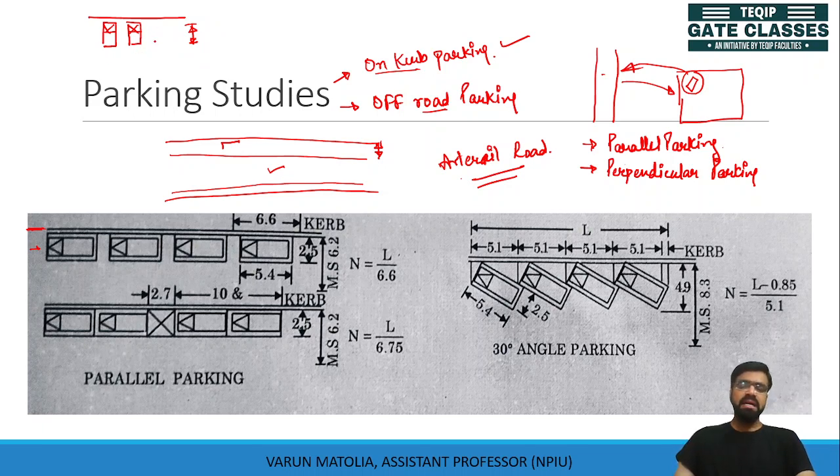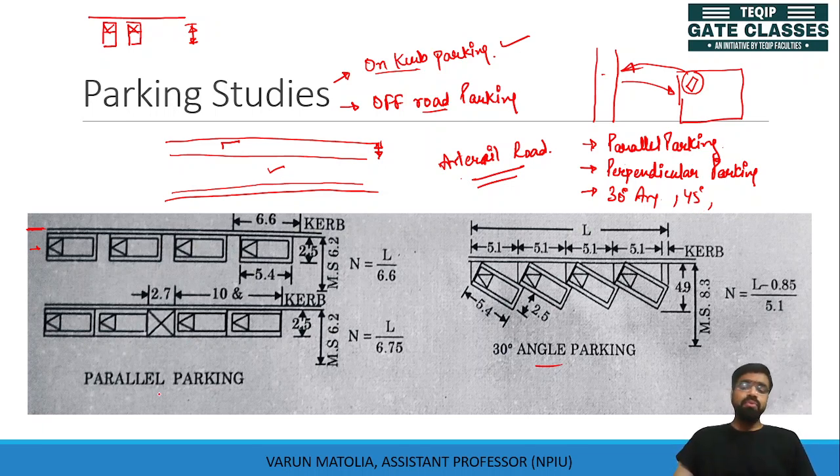And then there are arrangements from parallel to perpendicular. Means we will move from parallel to perpendicular and will make some angles step by step, as 30-degree angle parking, you can see here, 45-degree angle parking, 60-degree angle parking, or 90-degree angle parking. That is perpendicular parking. So these are the parking arrangements we are going to see, and we'll see how these arrangements can affect your traffic movement on the road.